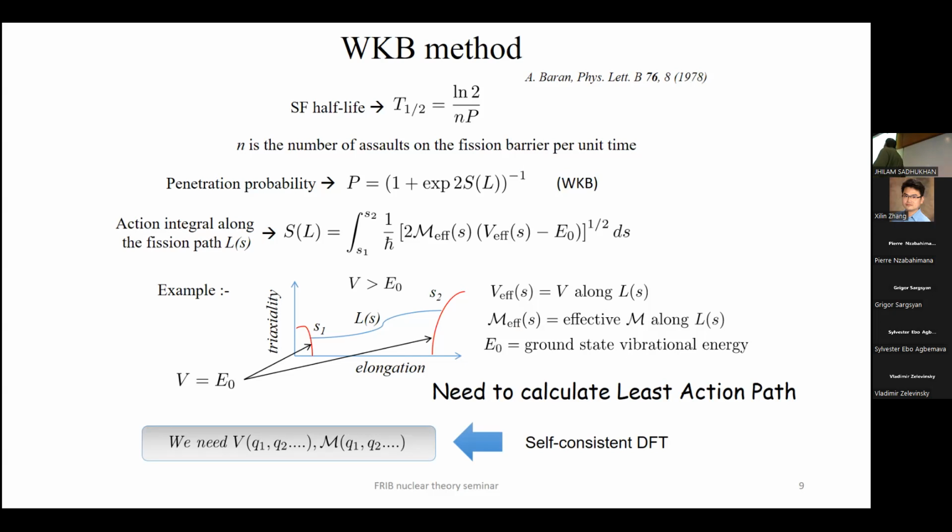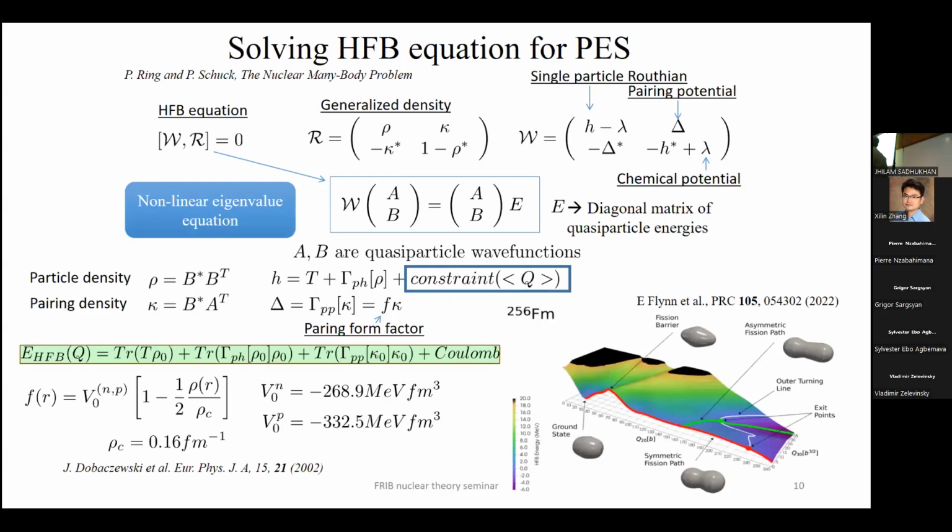These we can calculate using self-consistent static DFT theory. This is the method I have just schematically shown. We normally solve this HFB equation, and this equation is a function of the generalized density and the single-particle energies, and this equation can be rewritten like an eigenvalue equation, where this W is a functional of the density, and these densities are again functions of the quasi-particle wave functions. So this is a nonlinear equation, and we solve it iteratively.